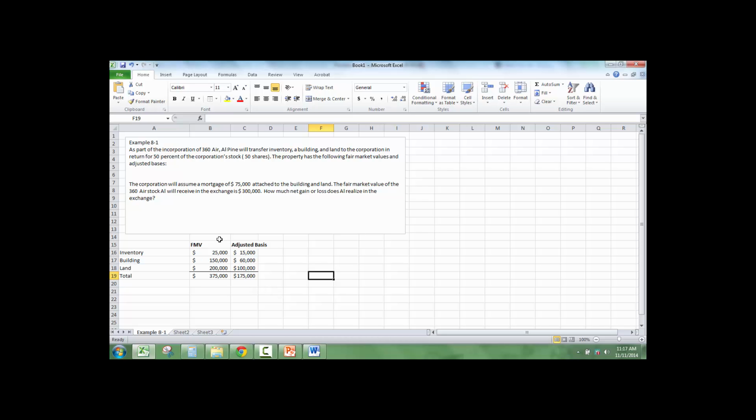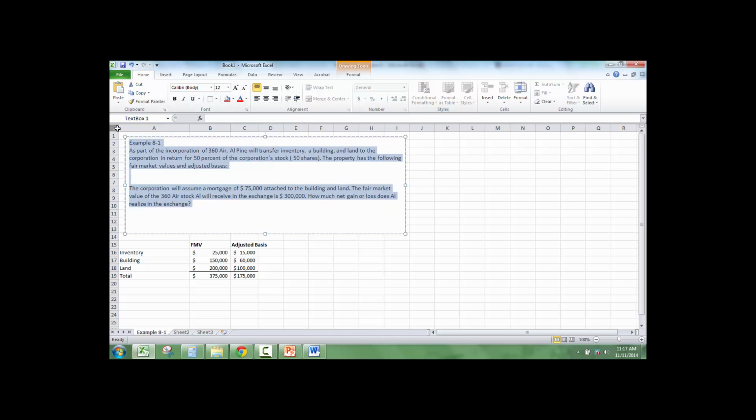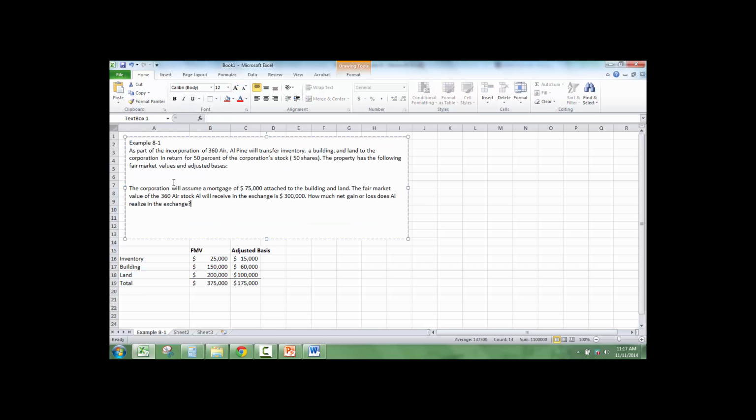Example 8-1. This can be found in Chapter 8. Make this slightly bigger. So, as part of the incorporation of 360 Air, Alpine will transfer inventory, a building, and land to the corporation in exchange for 50% of the corporate shares. The property has the following fair market values and adjusted basis. The corporation will assume a $75,000 mortgage attached to the land, and the fair market value of the 360 stock that Al will receive is $300,000. How much net gain or loss will Al realize in the transaction?